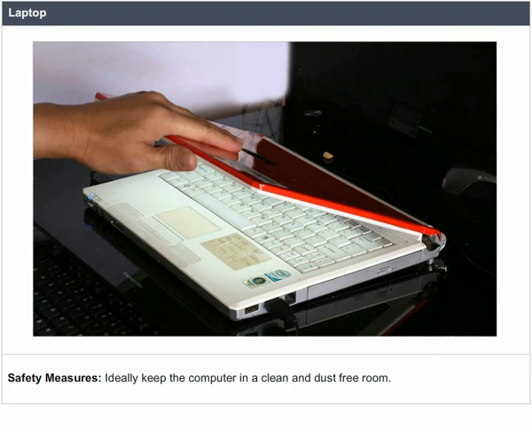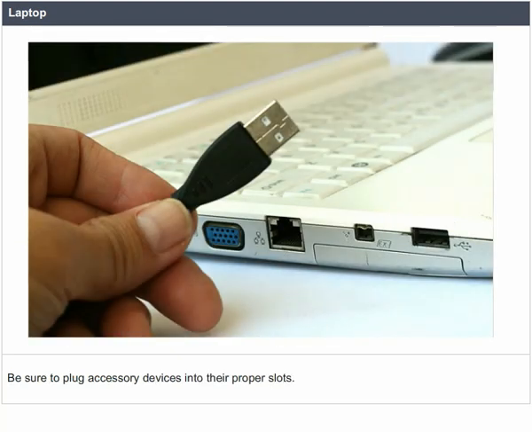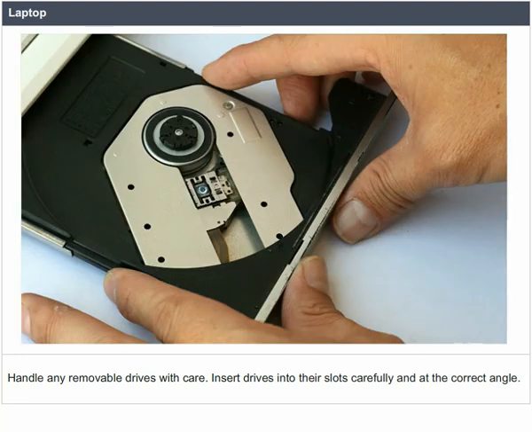Safety measures. Ideally, keep the computer in a clean and dust-free room. Keep food away from your laptop. Be sure to plug accessory devices into their proper slots. Handle any removable drives with care. Insert drives into their slots carefully and at the correct angle.